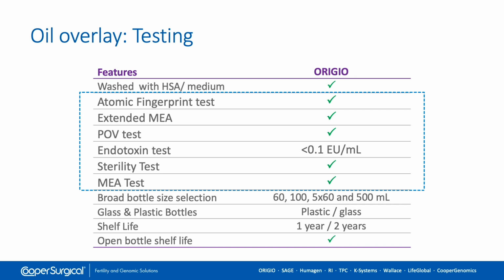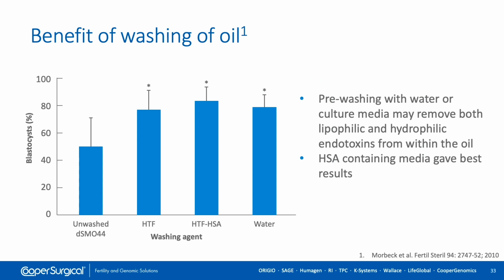And this paper by Dean Morbeck in 2010 showed very nicely that when we're using oil, it should certainly be washed. So either with water or with media or media containing HSA. And in his experiment, the media that contained HSA, when that was used to wash the oil prior to use, gave the best results. So certainly where you can, use washed oil for embryo culture.